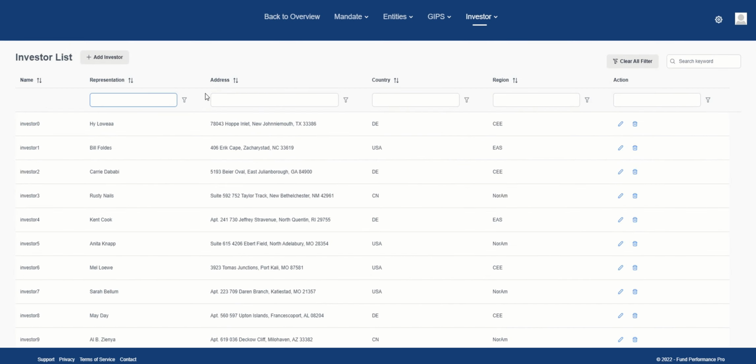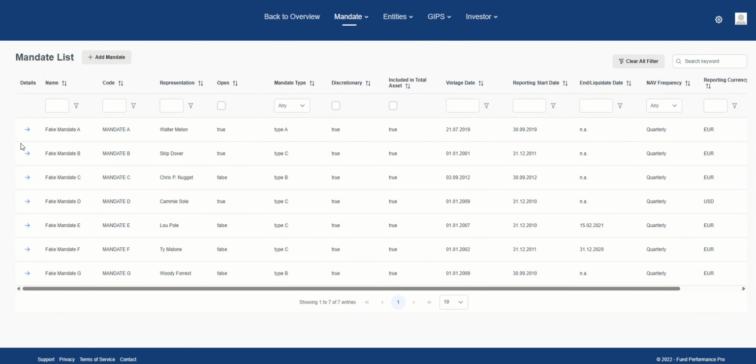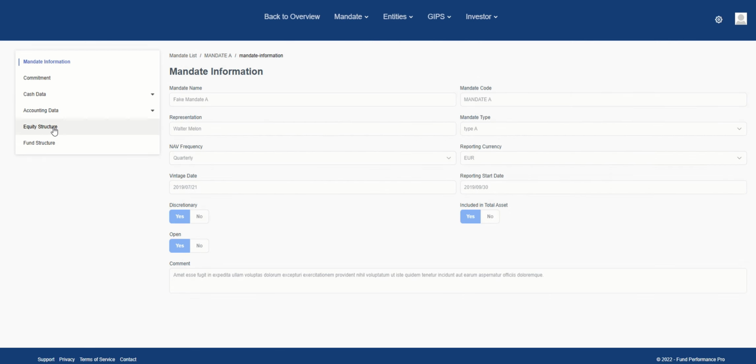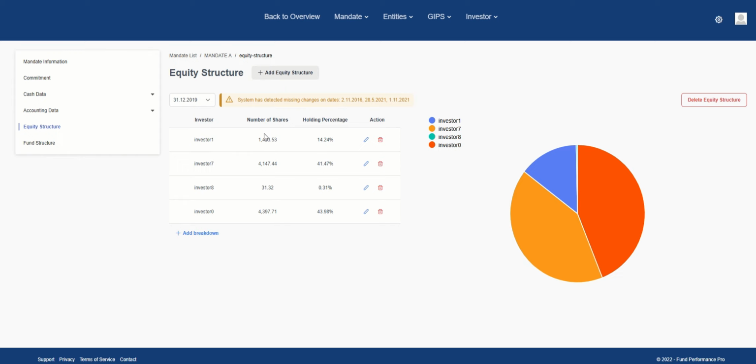These investors are reflected in the entire fund's equity structure, and the equity structure is shown here. For example, this fund, 2020, is the latest, meaning the equity situation after this is composed of these four investors.